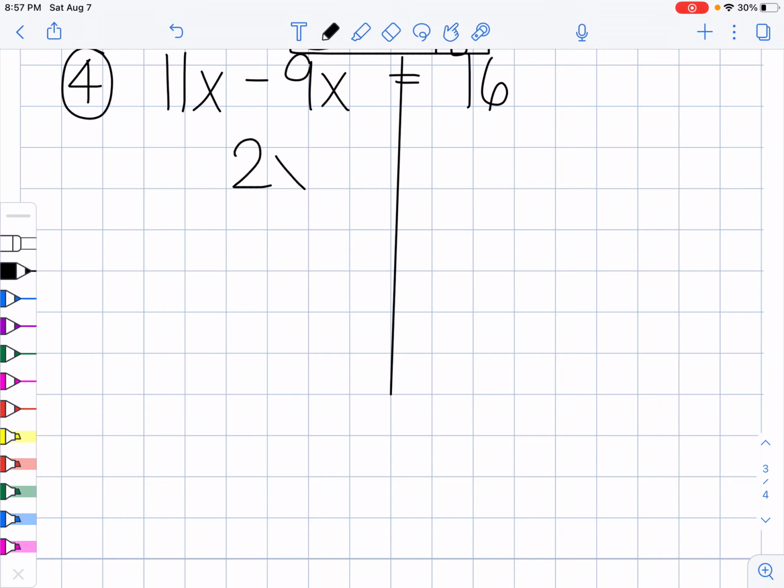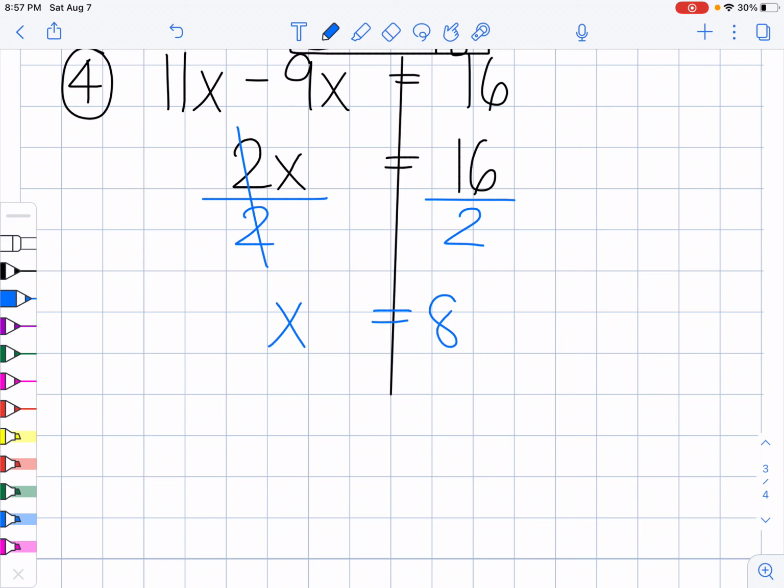How did I get that? Think of x's like xylophones. If you have 11 xylophones and you take away 9 xylophones, you have 2 xylophones left. So I get 2x is equal to 16. Now 2x, remember, that means 2 times x. So division undoes multiplication. So I'm going to divide both sides by 2. 2 over 2 cancels each other out, equals 1. So I get x is equal to 16 divided by 2, which is 8.